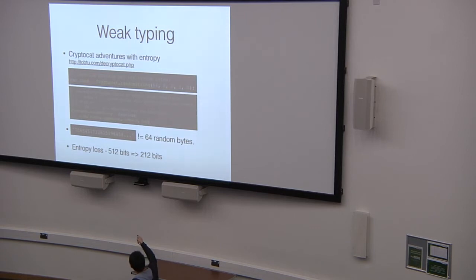So it used the CryptoCat random string library to seemingly generate a private key based on 64 random bytes. This is in a comment. But actually, if you take a look at the implementation of the function, it generates a random string of length size, so 64. But actually, because of the values of the parameters here, it consists only of decimal digits. So it's 64 decimal digits instead of 64 arbitrary bytes. So the amount of entropy is way less. And this is all because of weak typing.